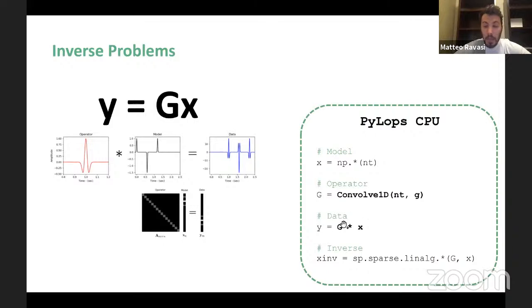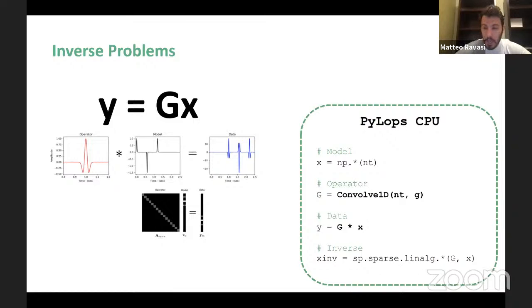Also, to try to make the library as expressive as possible, we overloaded the star and the at operators. The application is very easily expressed as if you were to write math in your paper. And finally, because of the way we created the library, we can feed the operator, in this case the convolve operator, into any of the sparse solvers in SciPy, as well as some of the other solvers that we implemented ourselves. And you will see a couple of them later.